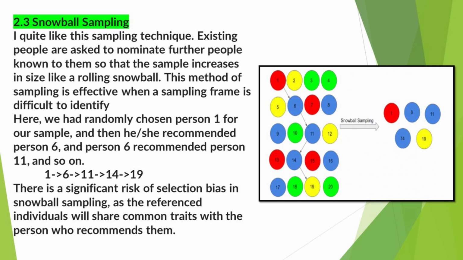Now the next type in non-probability sampling is snowball sampling. So I quite like this sampling technique. Existing people are asked to nominate further people known to them, so that the sample increases in size like a rolling snowball. This method of sampling is effective when the sampling frame is difficult to identify. Here we had randomly chosen person 1 for our sample, and then he or she recommended person 6, and person 6 recommended 11, and so on. So we had sample 1, 6, 11, 14, 19. Now there is a significant risk of selection bias in snowball sampling, as the referenced individuals will share common traits with the people who recommend them.